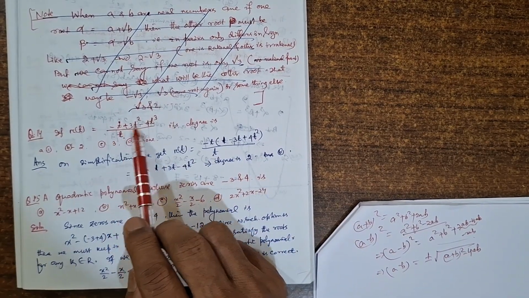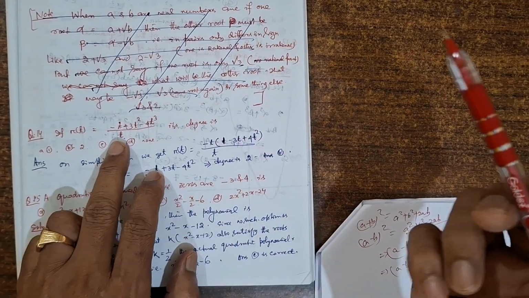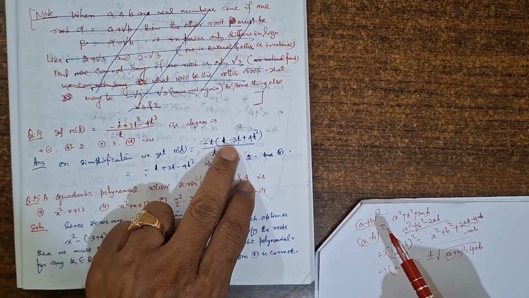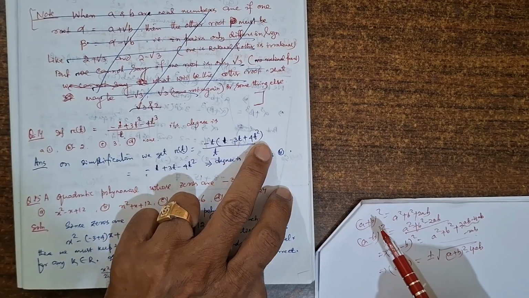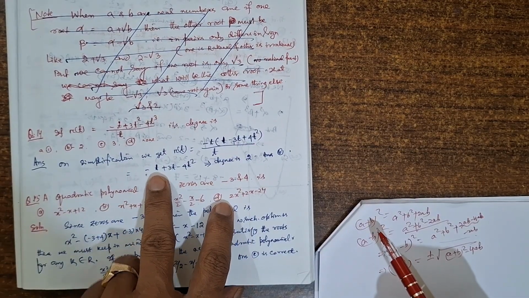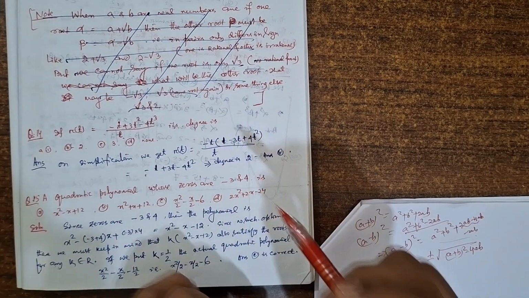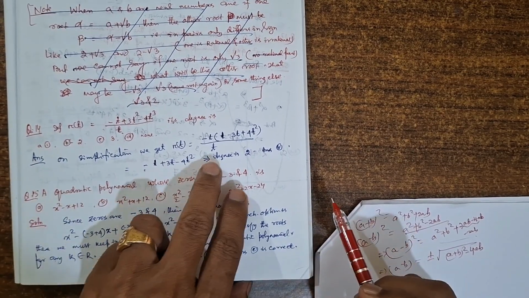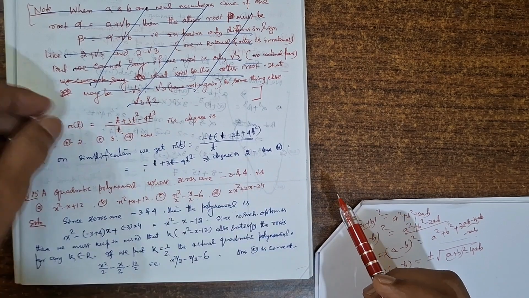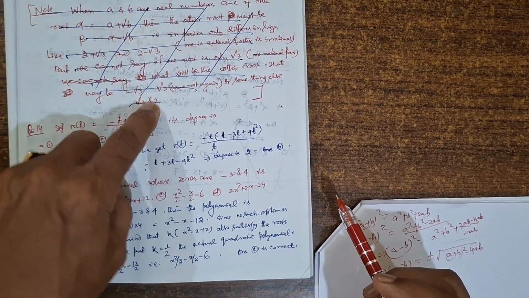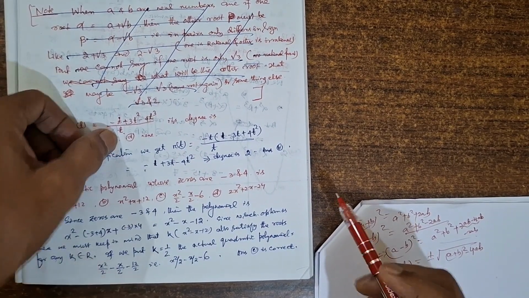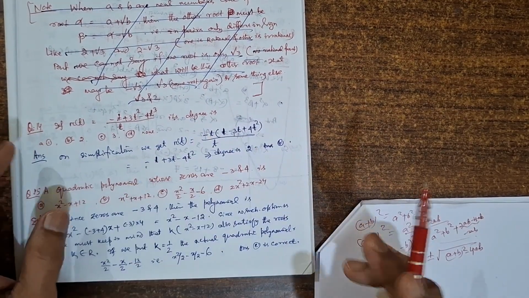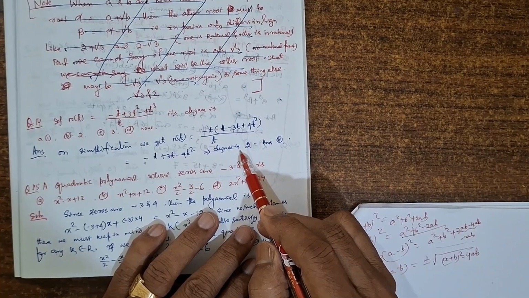Every term has t in common. If you take t common, then it will be t times (minus 1 plus 3t minus 4t square). After solving, we are getting minus 1 plus 3t minus 4t square. Now the degree reduces to 2. Initially it was t to the power 3, but t is divided out here. First try to solve this, then you will find this value. Okay, the answer degree is 2.